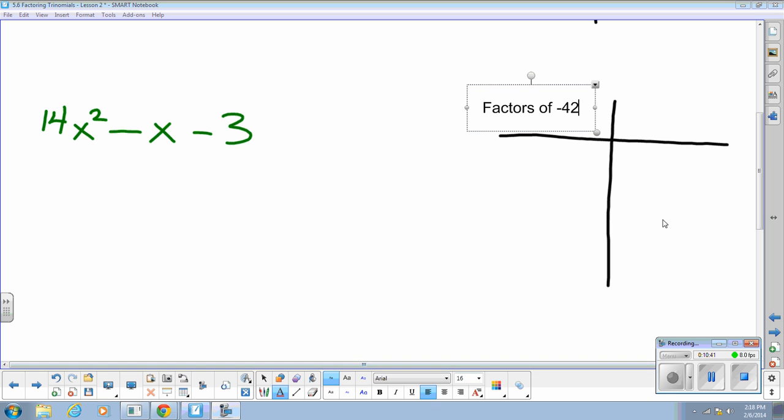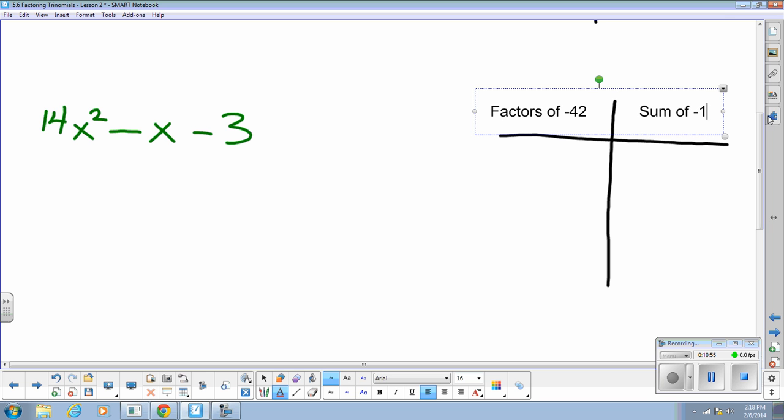What sum do I need? What's my number on the middle term? I need a sum of negative 1. Factors of negative 42, sum of negative 1. Remembering our pattern from before, if I have a negative here, that means one of these numbers being multiplied has to be negative. If I want a sum of negative 1, that means the factor further from 0 needs to be the negative number because I want a negative sum.